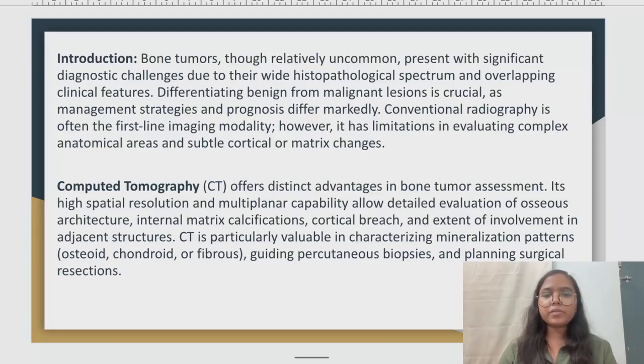Computed tomography offers distinct advantages in bone tumor assessment. Its high spatial resolution and multiplanar capability allow detailed evaluation of the osseous architecture, internal matrix calcification, cortical breach, and extent of involvement of adjacent structures. CT is particularly valuable in characterizing the mineralization pattern, osteoid, chondroid, or fibrous, guiding percutaneous biopsies and planning surgical resections.